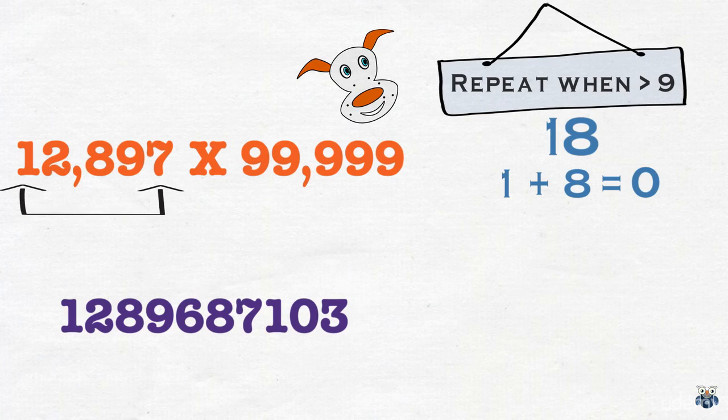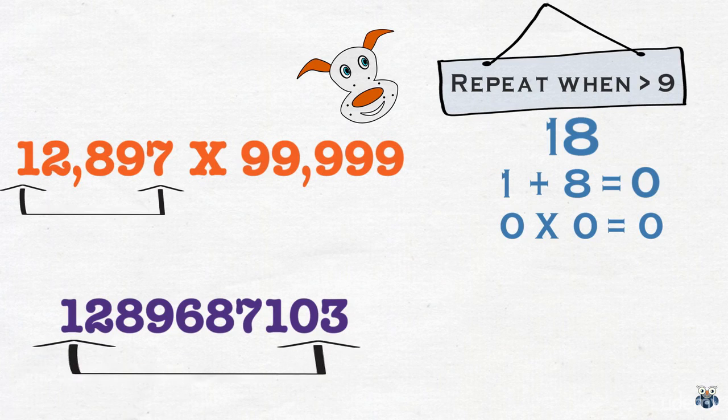Now let's look at 99,999. Okay, this is easy. They are all 9, so our result is 0. Now 0 times 0 is 0. This is our first check result. Now let's look at our answer, which is 1,289,687,103. I'm going to add the digits and ignore all 9s. Could you pause the video and do the same, please? Okay, I got 36. Did you get 36 too?